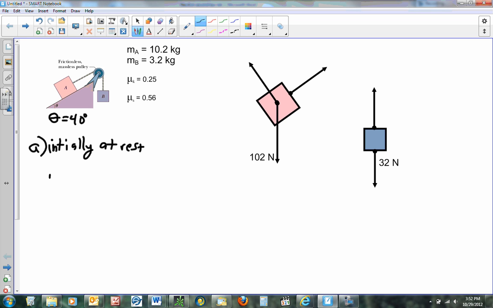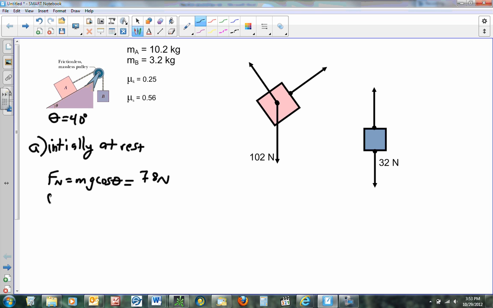We know that the normal force is equal to mg cosine of the angle. We're talking about this one right here, because this 32 newton one doesn't have a normal force. That's going to be 102 times cosine of 40, and that's going to give me basically 78. And then we already know the weight, or the force of gravity, is 102.